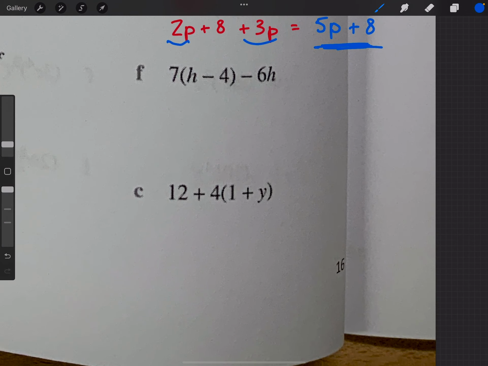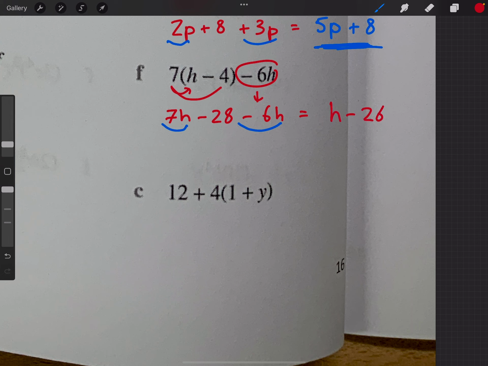All right, next one. Let's expand this one. You have 7 times h to be 7h. And then 7 times minus 4 is minus 28. And then let's put this one back in here, so that's minus 6h. And now we simplify. Okay, we can do only the like terms. So 7h minus 6h is just 1h, or we can just say the answer is h. And then we put the minus 28 back into the answer.